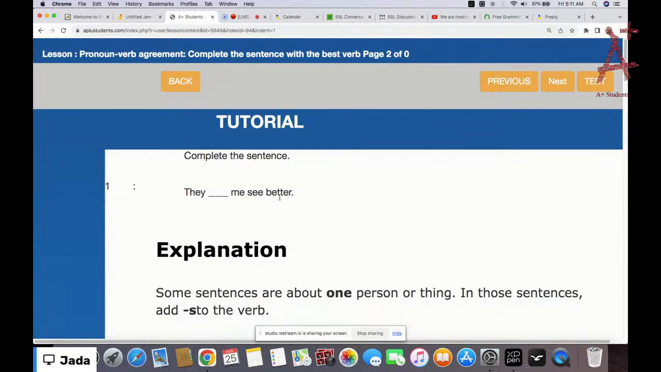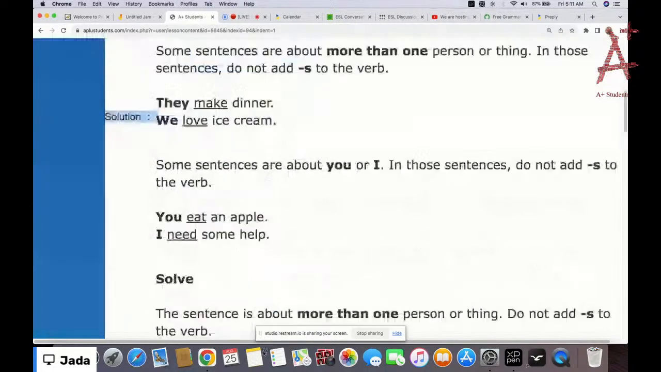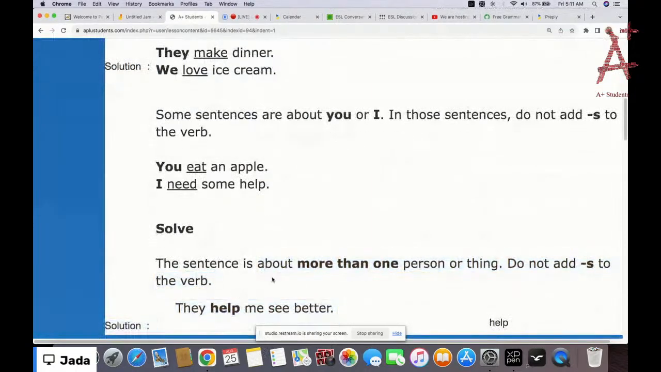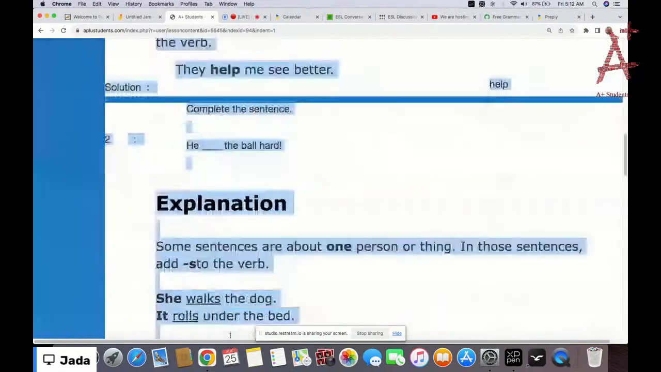"They dash me see better." They again shows that it's more than one. So they help me see better. They help me see better. Because it's they, and it's more than one person, you don't need to add an s to the verb. So they help me see better.